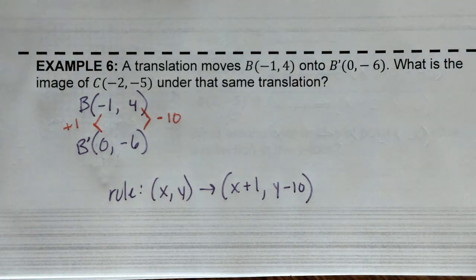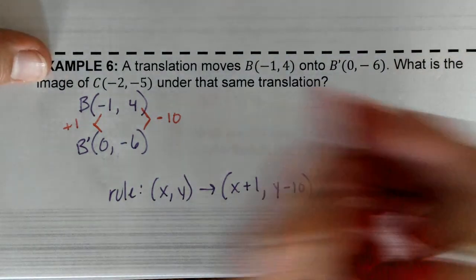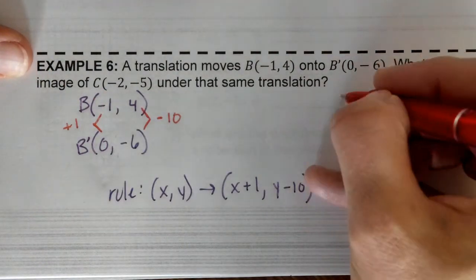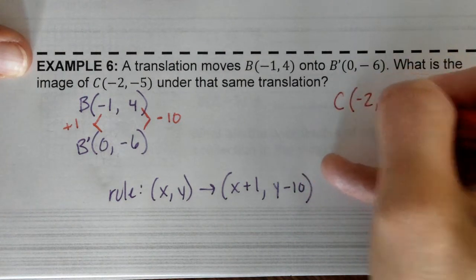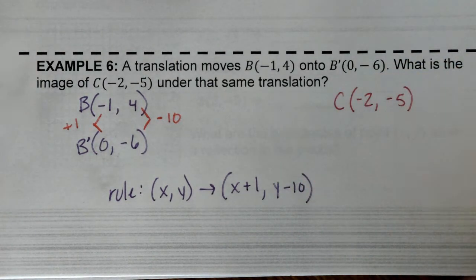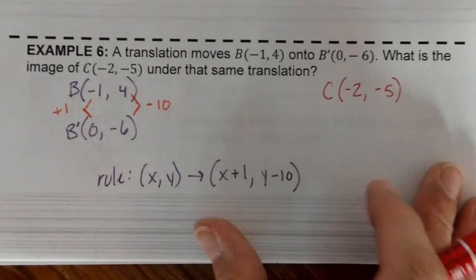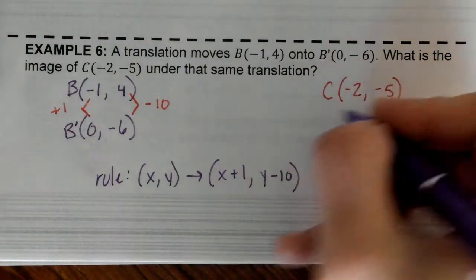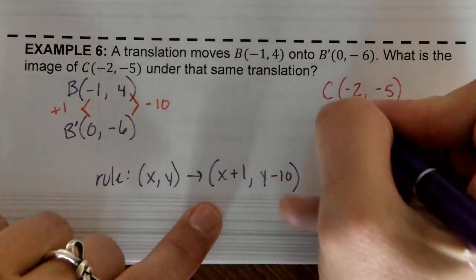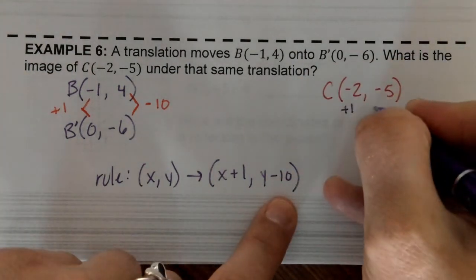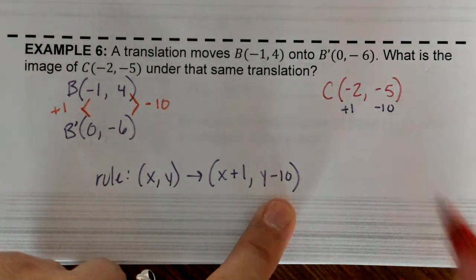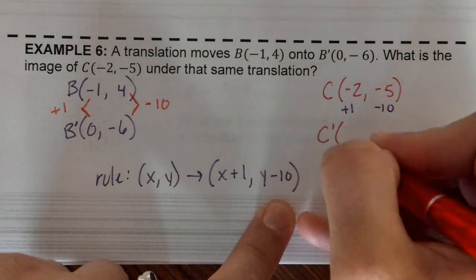So we're going to go ahead and take C, -2, -5. And we're going to do exactly what we just did in the example above, this guy right here, okay? We're going to take that rule. It says add 1 to the X, so I'm going to add 1 to the X. Subtract 10 from the Y. So let's perform those to get C prime.